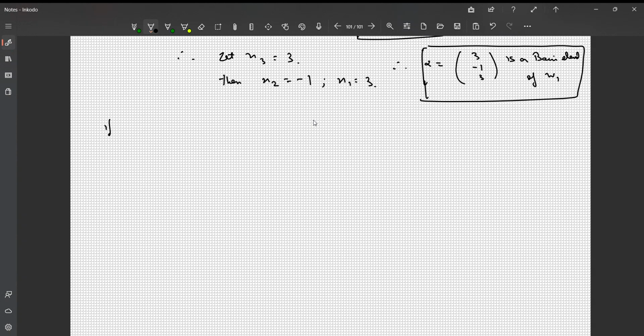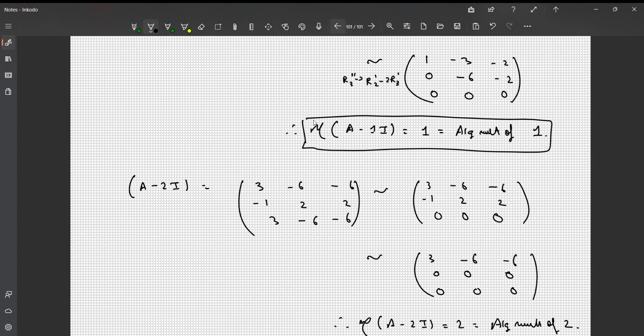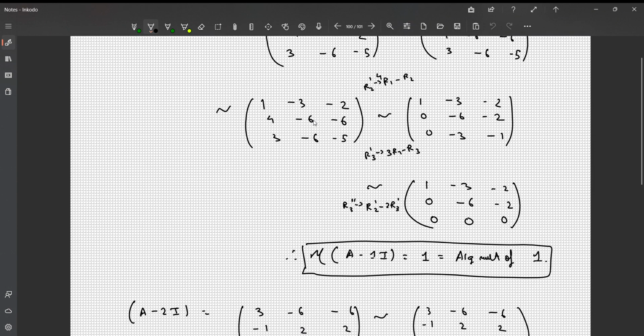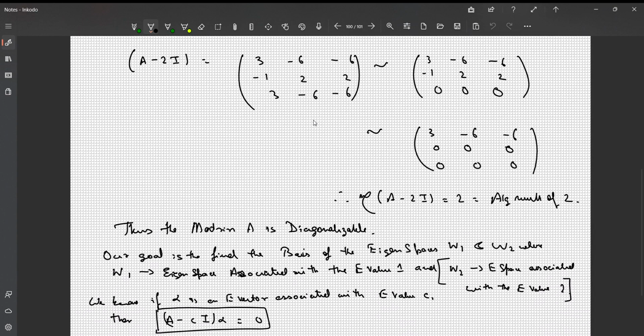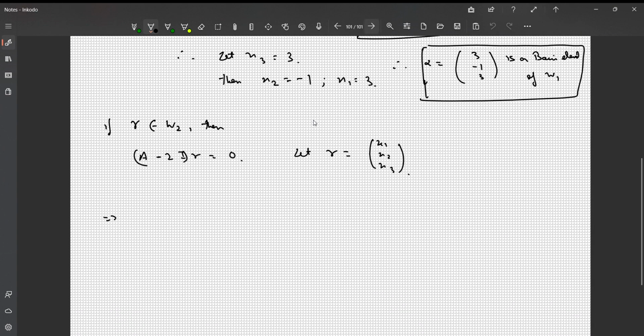Obviously, if some gamma belongs to W2, then (A minus 2I) times gamma must be equal to 0. So we will go up with this matrix equation only. Just let gamma again be equal to (x1, x2, x3), and we had A minus 2I as, let's go to the previous page, 3, minus 6, minus 6, and the rest are zeros, right?